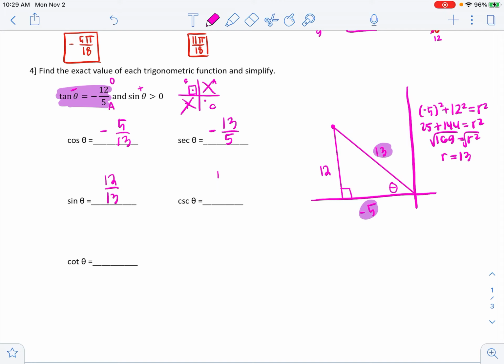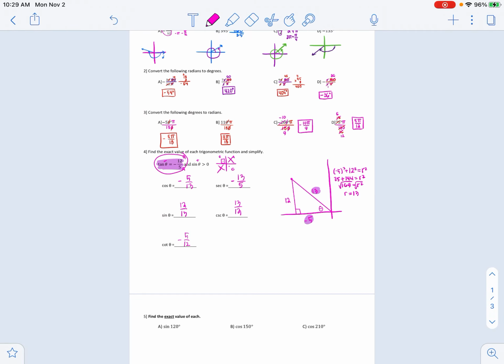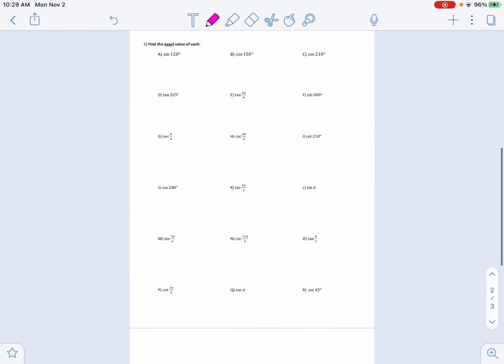-13/5. Sine is opposite over hypotenuse, so 12/13. And then its reciprocal is cosecant, 13/12. Last but not least, cotangent's reciprocal of tangent. Tangent's right here, so it's just -5/12.